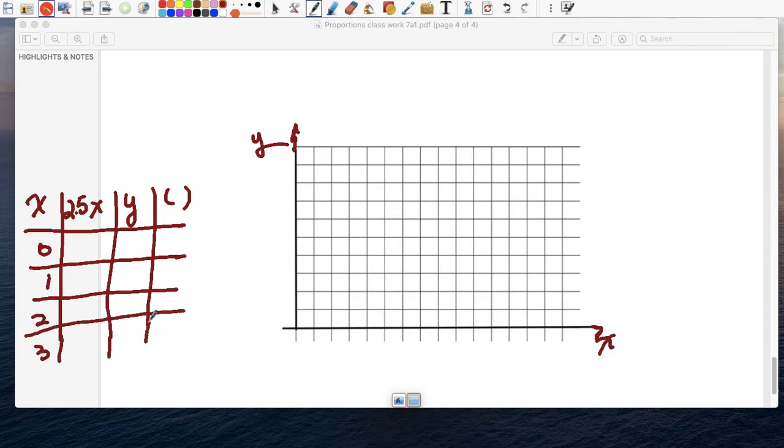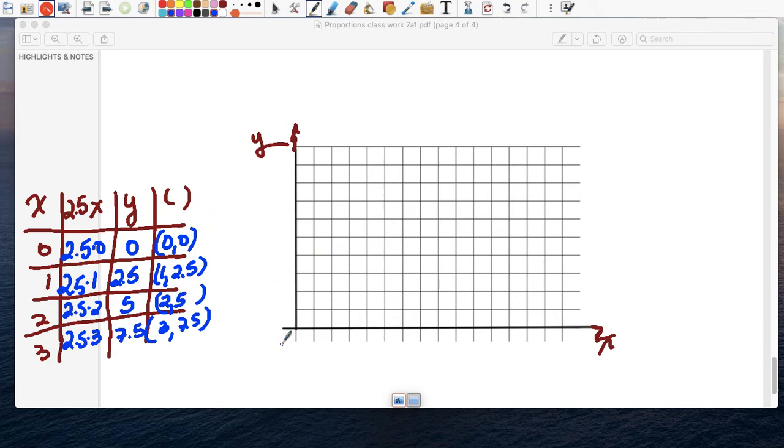Let's keep it simple. So when it's 0, it's 2.5 multiplied by 0. That's 0. So my first point is 0, 0. Second point, 2.5 times 1, and 2.5 times 1 is 2.5. So it's 1 and 2.5, my second point. When x equals 2, we're going to multiply 2.5 times 2, and that's 5, so that's 2 and 5. When x equals 3, it's 2.5 times 3, or 7.5, or 3 and 7.5.